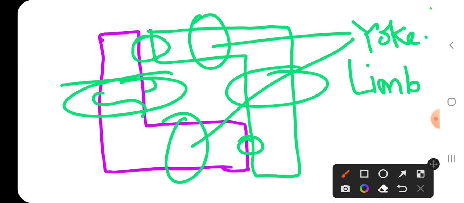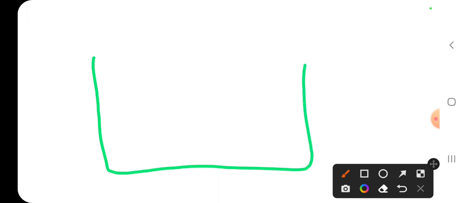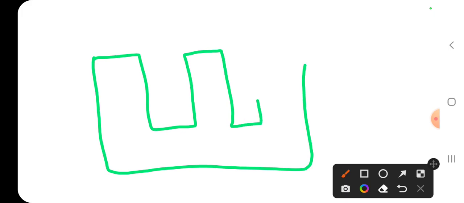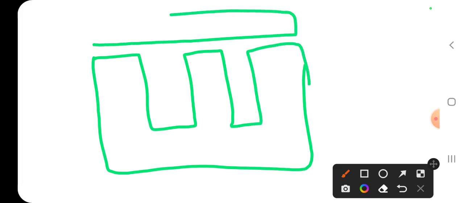And what do you mean by shell type of transformer? It is very simple. You can construct the shell type of transformer with E type lamination and I type lamination, like this. By using this, we may have the shell type transformer.